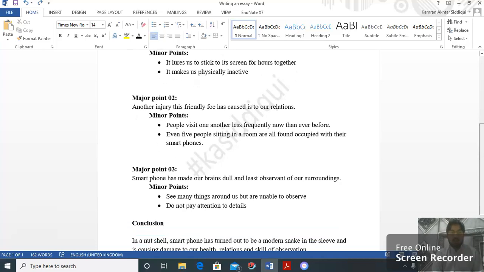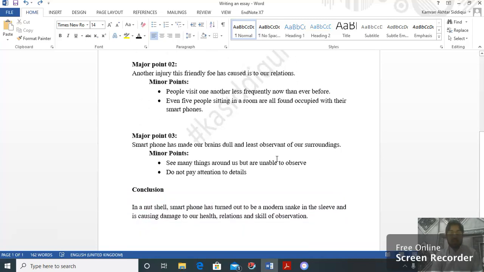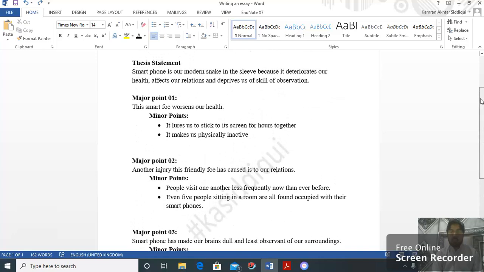In a similar way, point number three can be that we become less observant of our surroundings. How? Because we do not observe what is happening around us. We do not pay attention to the details in our surroundings. So you see, all these three points basically support our thesis statement, and all are talking about effects.